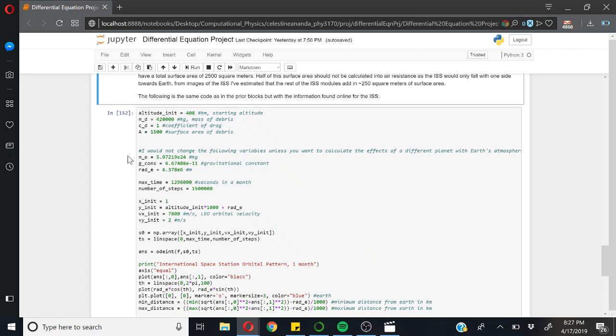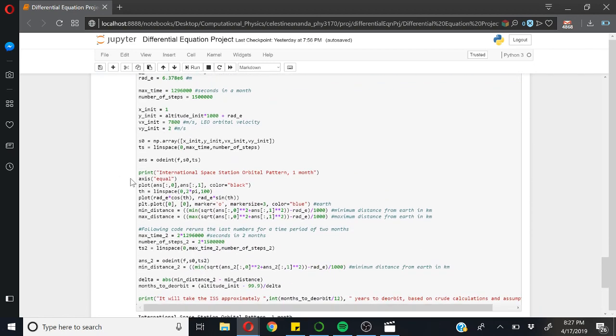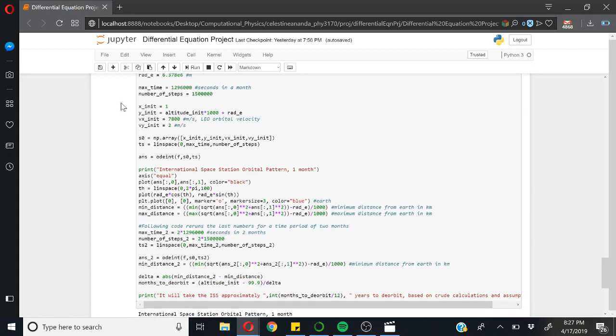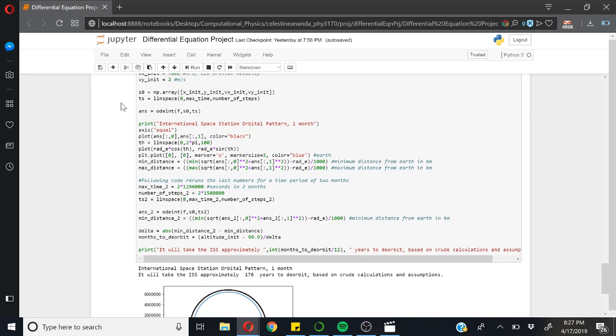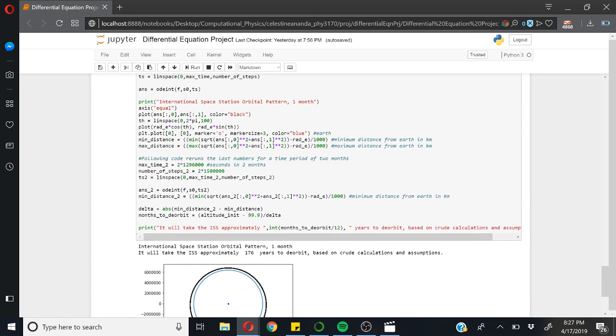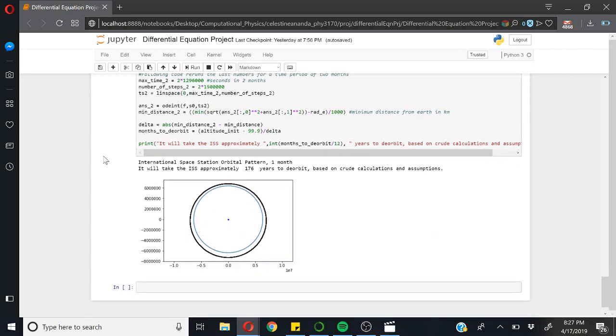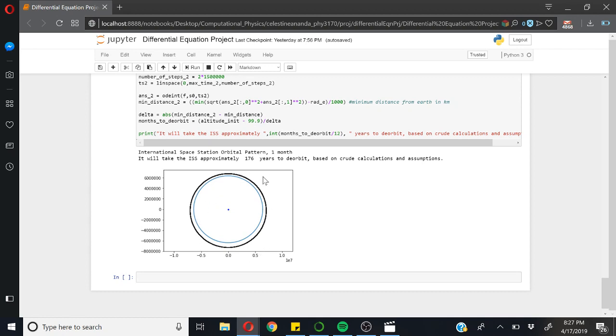Okay, so again, factors we wouldn't want to change. Resetting the amount of time we'd want to run. And then we do the exact same thing we did before, run it through odeint. And we find that this is an image of 1 month worth of the ISS's orbital pattern. So it has an interesting eccentricity based on these calculations. And using the same method before, we found that it would take about 176 years for the ISS to deorbit, based on these really crude calculations.